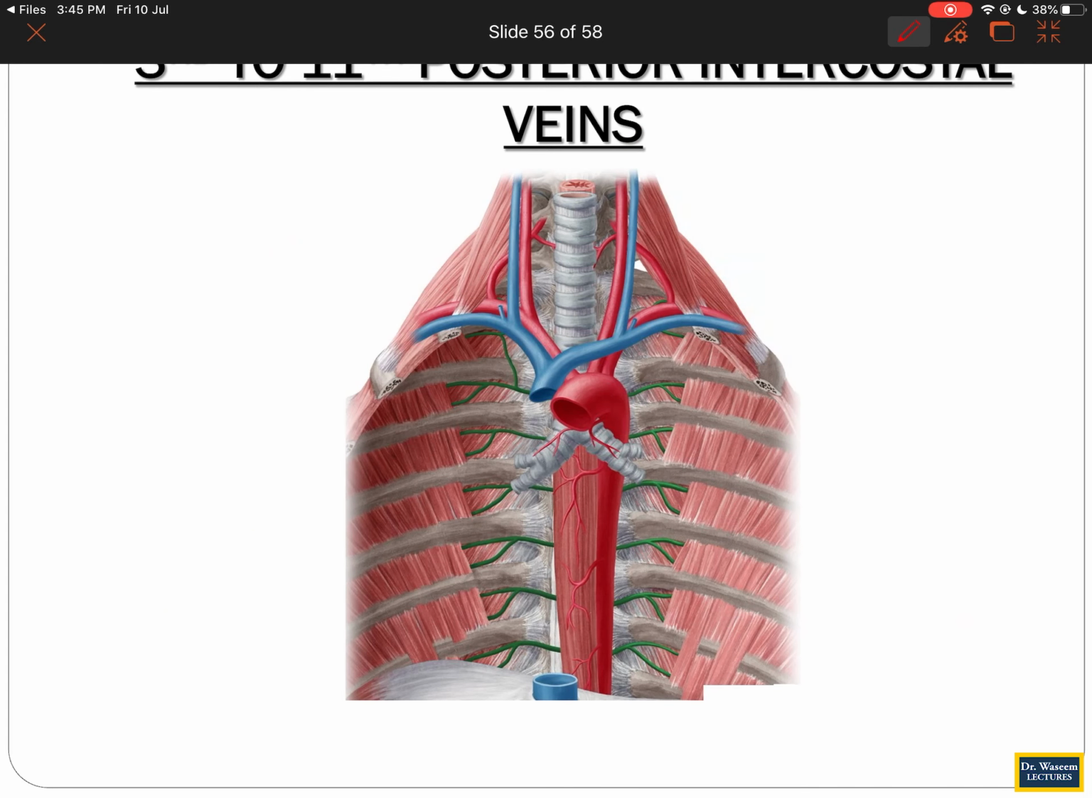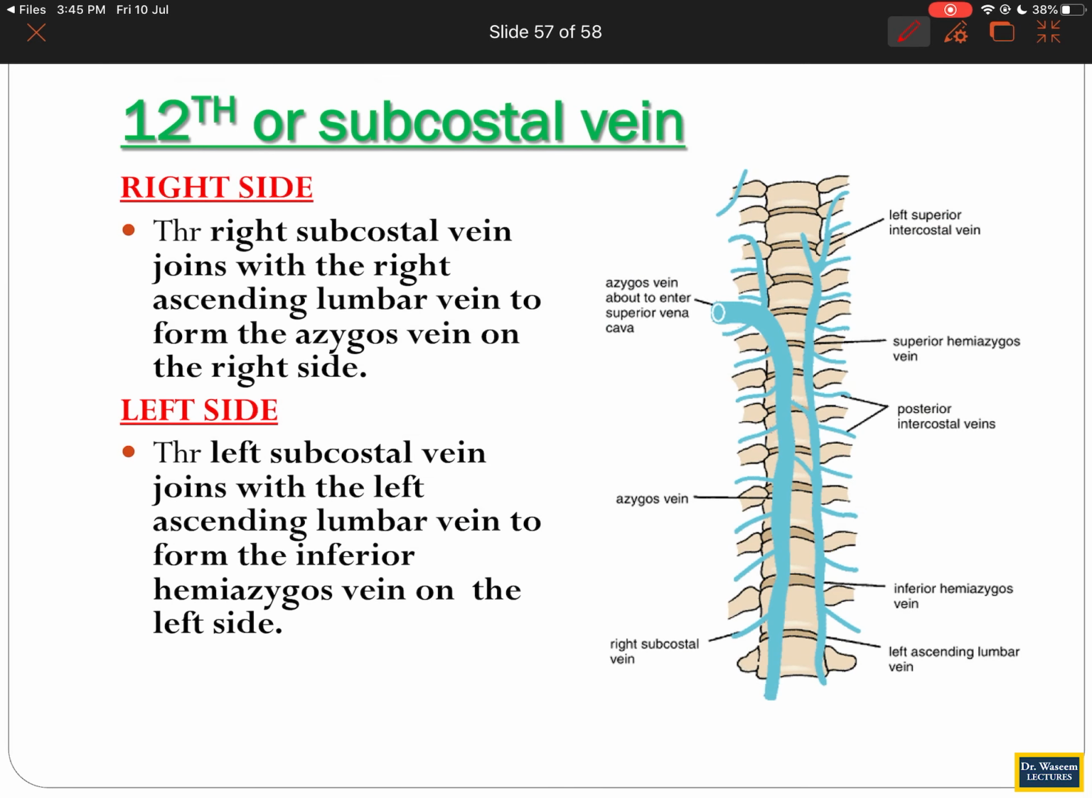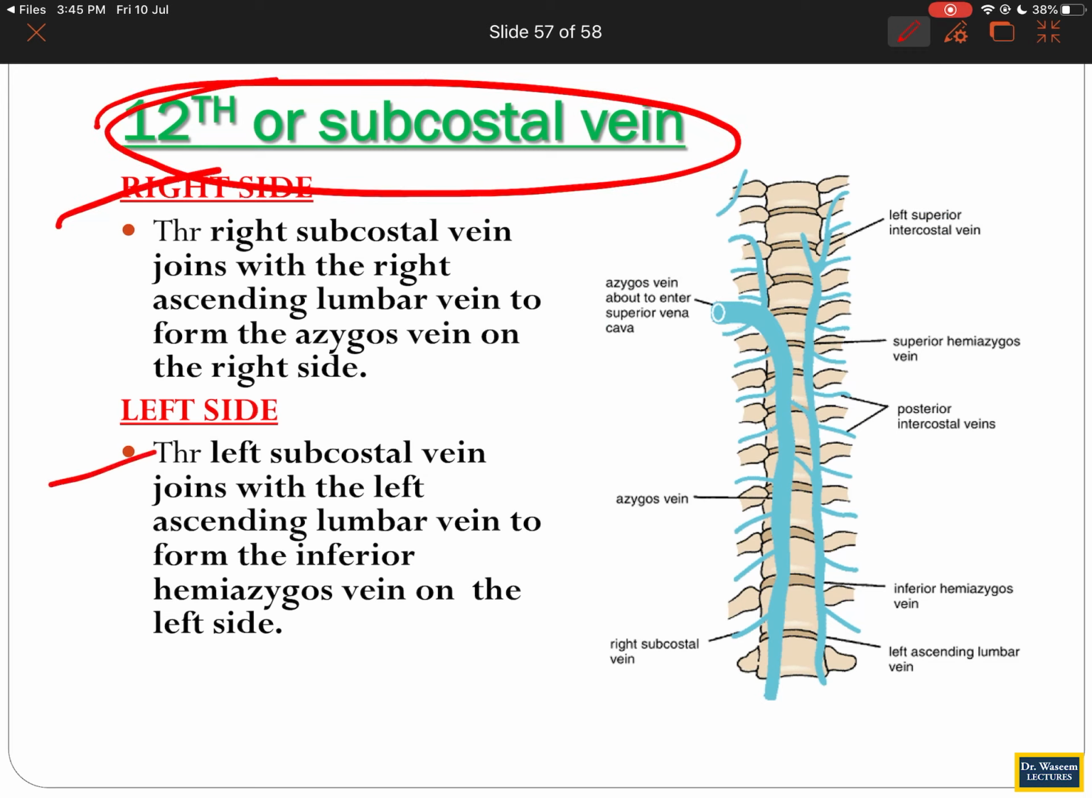You see again here the 12th subcostal vein. I have already told you the 12th subcostal on the left and right side is a separate thing. The ascending lumbar and subcostal veins on the right side join together to form the azygous; the ascending lumbar and subcostal on the left side join to form the inferior hemiazygous. The difference is this.